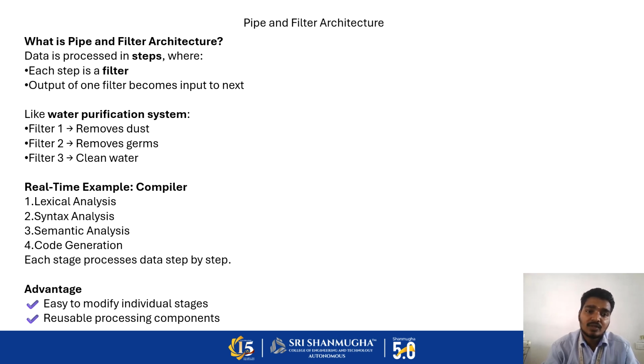For example, the compiler. It is used for lexical analysis, syntax analysis, semantic analysis, and code generation. So the compiler has these four kinds of operations in the compiler process. Each stage goes through a step-by-step process. So what is the advantage of the pipe and filter architecture? It is easy to modify individual stages, and it has reusable processing components.